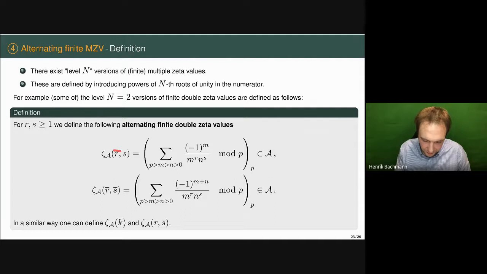This bar on r corresponds to the first position, so I take (-1) to the power of the first position. If I take two bars, then for both positions I take a -1. If I put a bar here but no bar there, then I would just take (-1)^n, and so on. Similarly, I can define the single zeta value with a bar by taking this sum here.